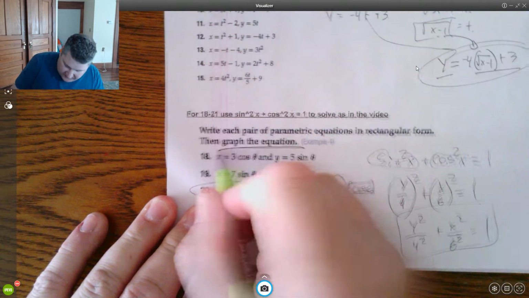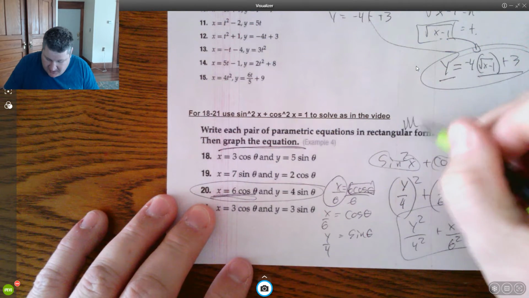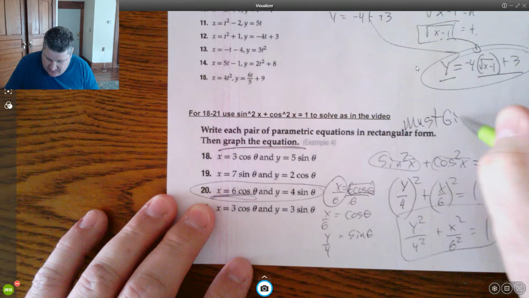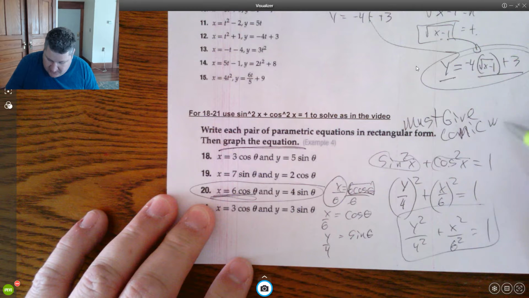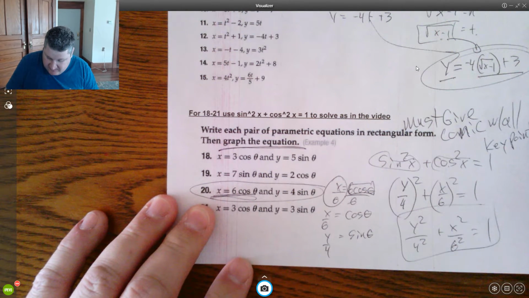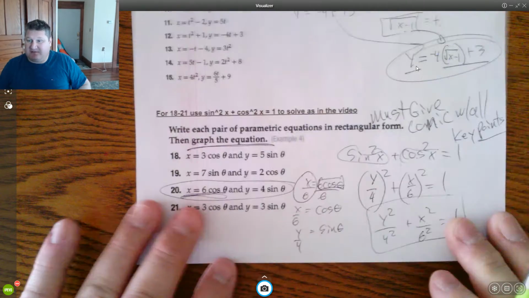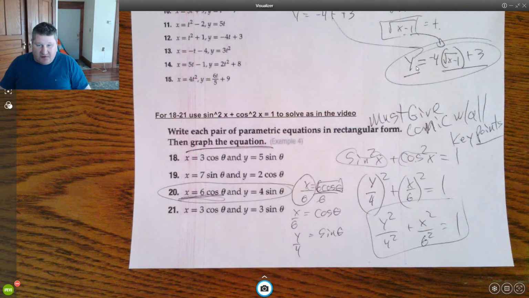That's why you have to graph it. You must give conic, not comic, conic with all key points, just like you did on the test. So don't just give me some crap sketch from Desmos or your calculator. You have to actually graph it full on.